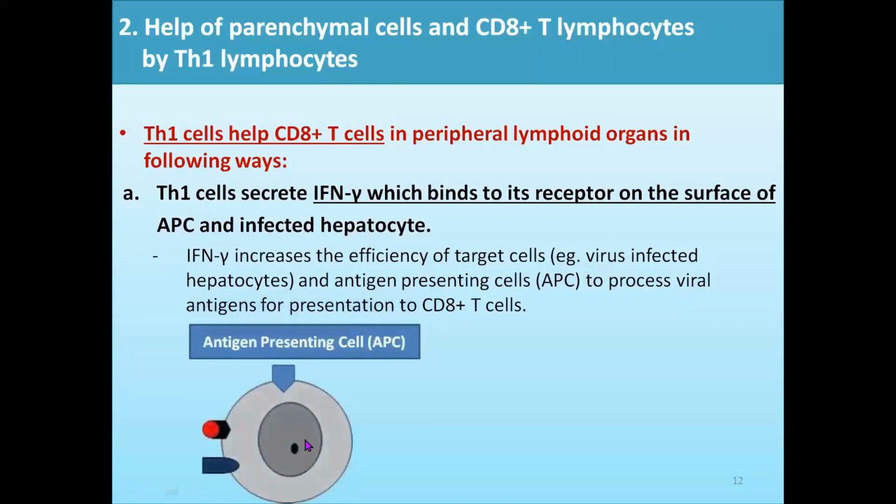So this is one antigen presenting cell. It can be dendritic cell or macrophage or B lymphocyte. Here you can see antigen is being displayed on the surface of the APC in association with major histocompatibility complex molecule, MHC molecule. So such antigen fragment is displayed on the surface after the antigen is processed intracellularly.